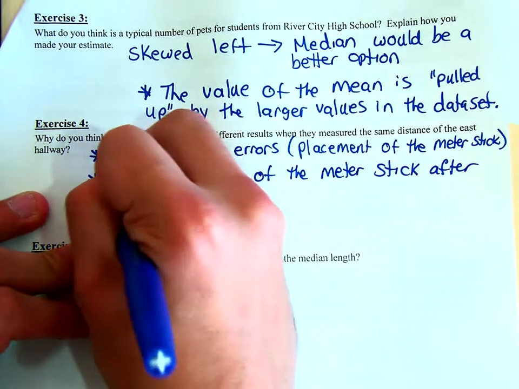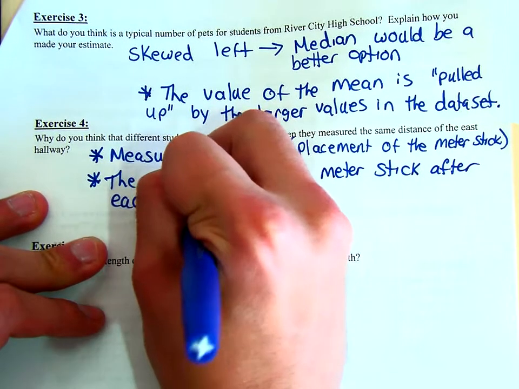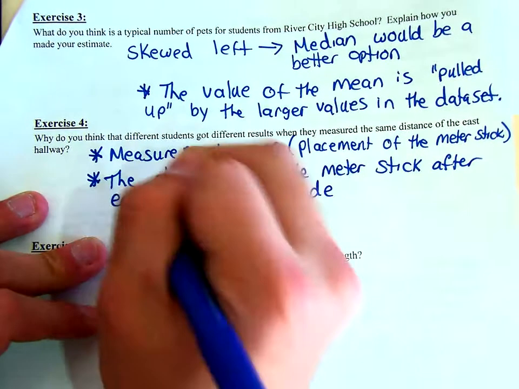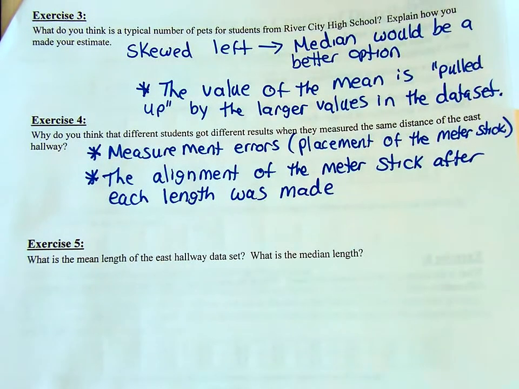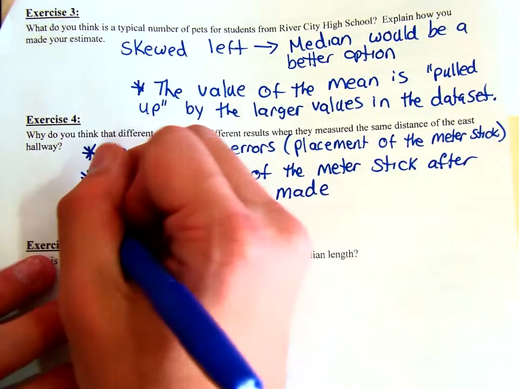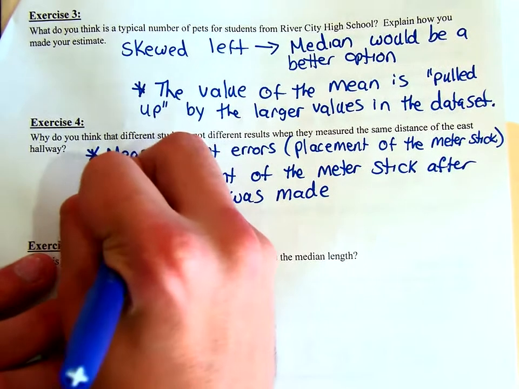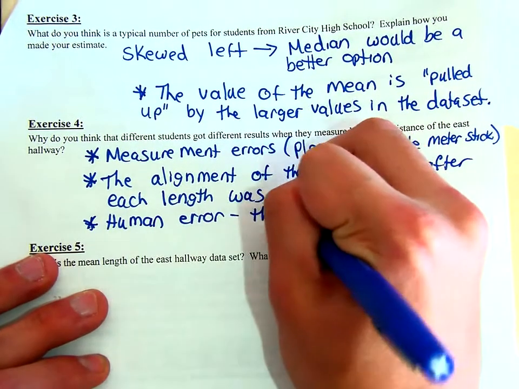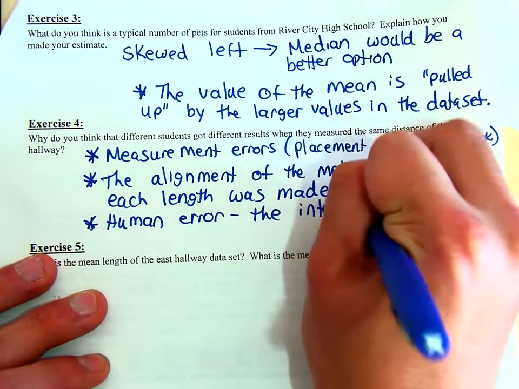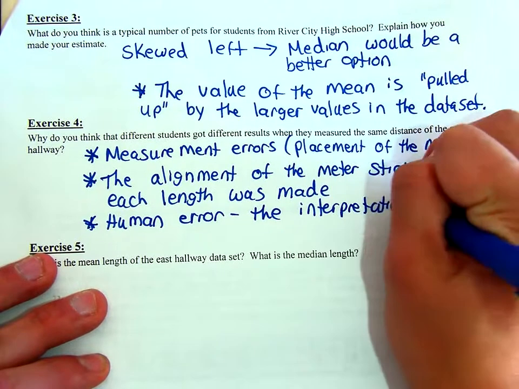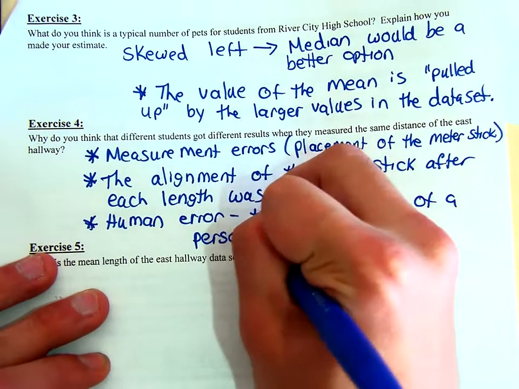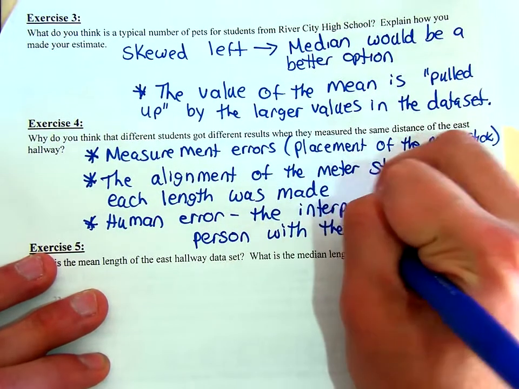After each length was made. And the last thing could be, when you're trying to measure it, that you're reading the meter stick wrong, or just human error. So we could say the interpretation of a person with the meter stick.